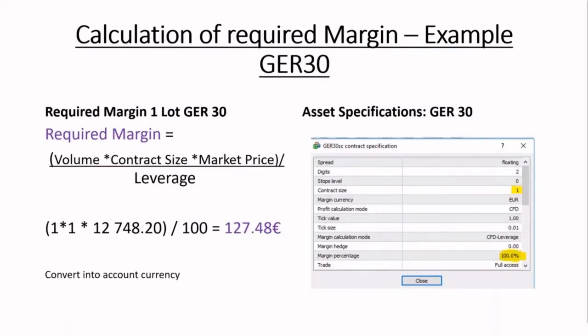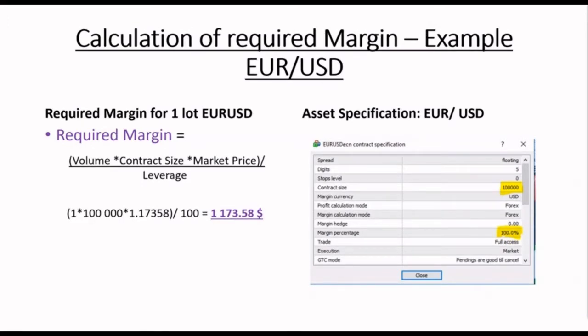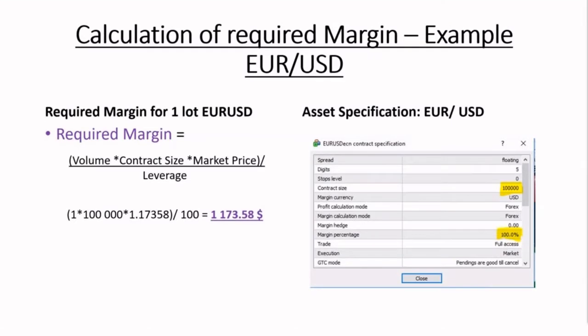Let's check now how we can calculate required margin. To be able to calculate our used margin, we need the required margin of each open position. The formula for required margin is the same for each instrument. Only the parameters change. To make this clear, I will make this calculation on 2 examples.